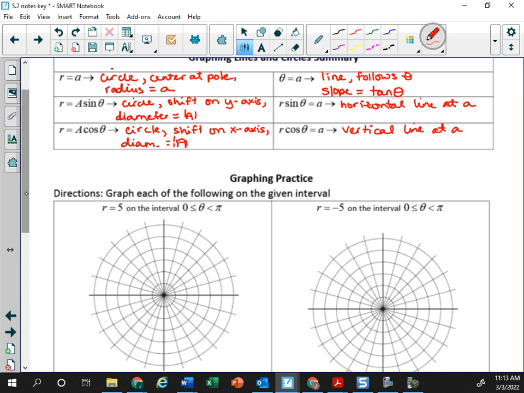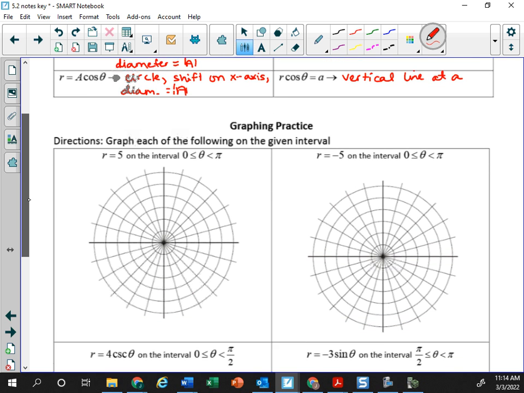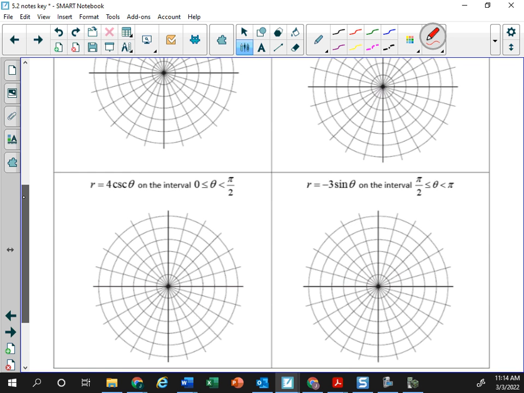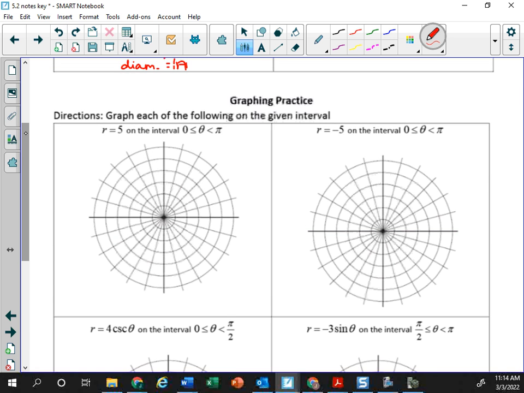All right, we've got a couple more graphs to get through here. First one here, r equals 5, but then I give you an interval. I say only graph it from 0 to pi. So first, if it's just r equals 5, what is that the graph of? A circle, right, with a radius of 5. If I'm only graphing it from 0 to pi for my theta, though, what does that mean? Yeah, half circle, and are we okay with it being just the top? Start over here, radius of 5, and go from an angle of 0 all the way over here to pi.